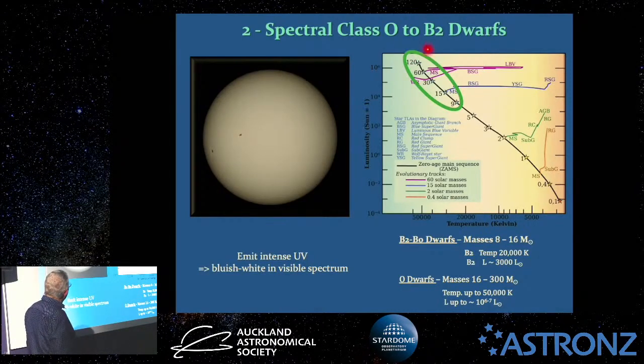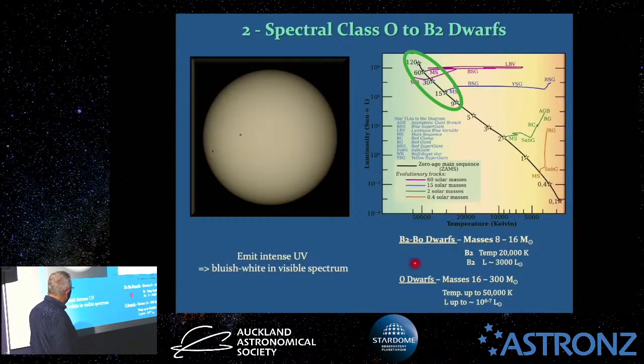So what is their range of temperatures? You can see a bit of a range of temperatures. Well, your B dwarfs down here, your mass is sort of about 8 to 16. Temperatures down to about 20,000 degrees Kelvin, which is similar. You don't need to worry about Kelvin and Celsius when you're getting to these levels. So about 20,000 degrees. Luminosity of those B2, these sort of the lower end of the massive stars, you're talking about a luminosity of about 3,000 times as bright as our sun.